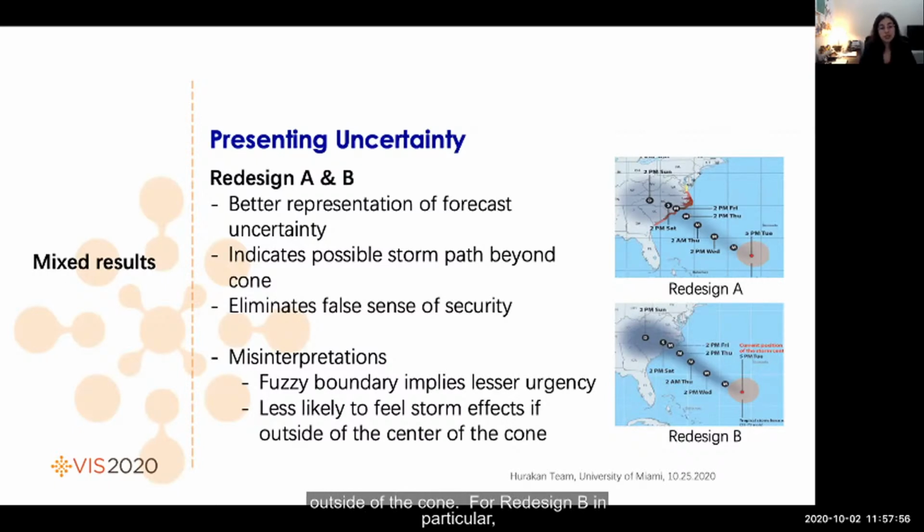For redesign B in particular, a few participants indicated that the shaded cone with the gradient did a better job conveying this uncertainty in the forecast and eliminated a false sense of security.